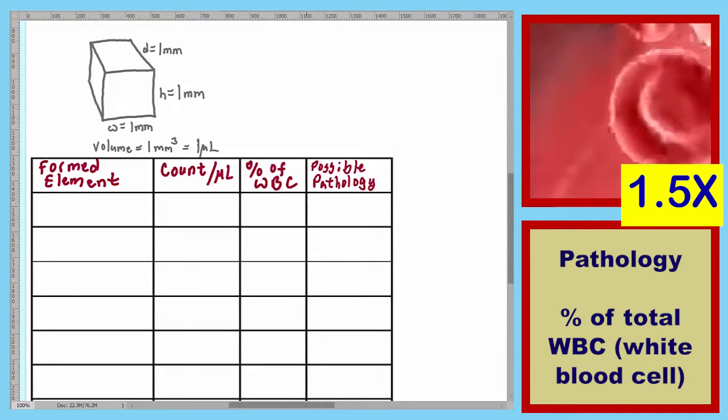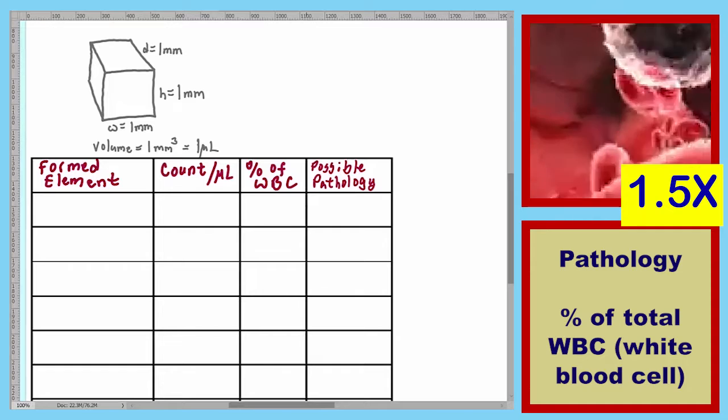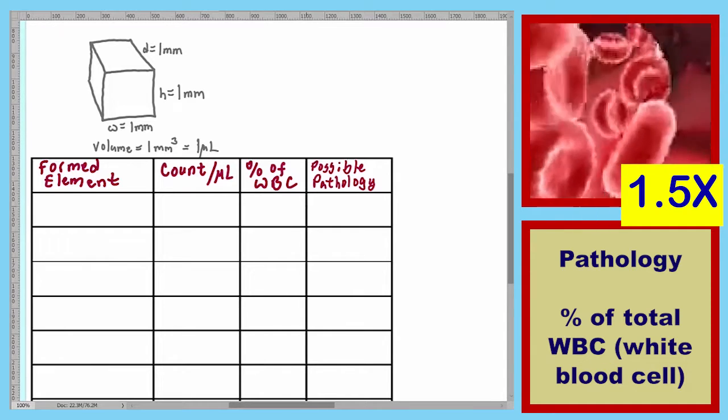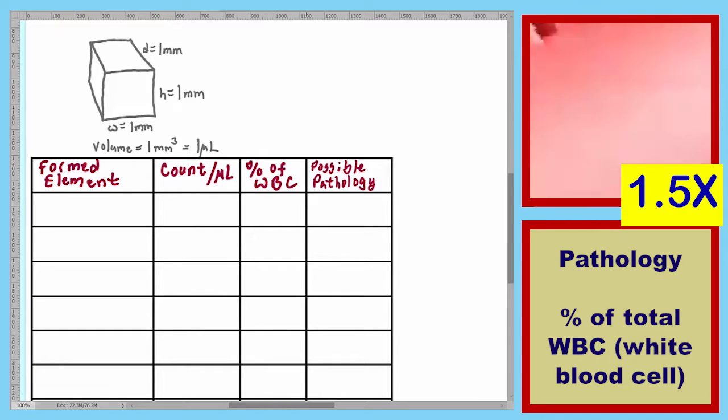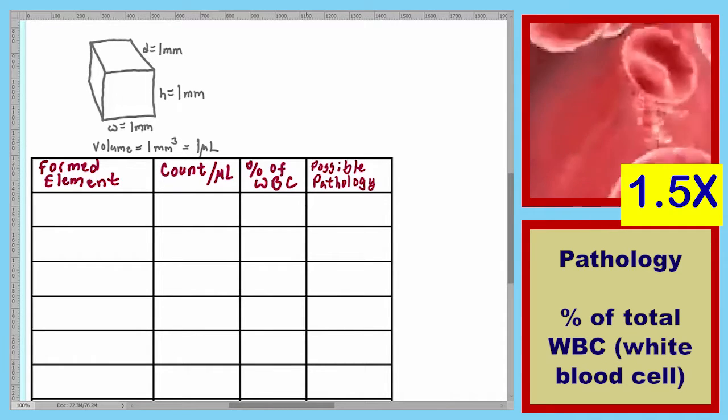In the first column, we'll have the formed element. In the second column, we'll have the count or the number of those formed elements in 1 microliter of blood. In the third column, this will only be applicable to white blood cells. We'll show the percentage of the particular white blood cell to the total white blood cell count. And in the last column, we will indicate a possible pathology when those percentages are not normal.